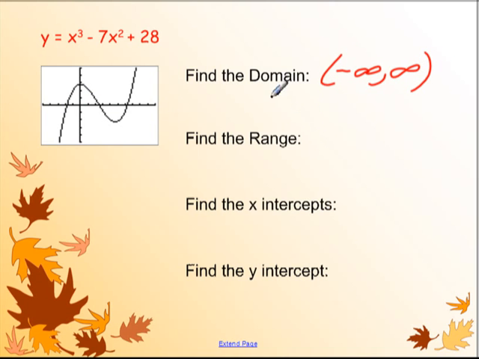The range, that's up and down, remember, the output values. So does this go down forever? Yes, it does. Does it go up forever? Yes, it does. So that range is also negative infinity to infinity.